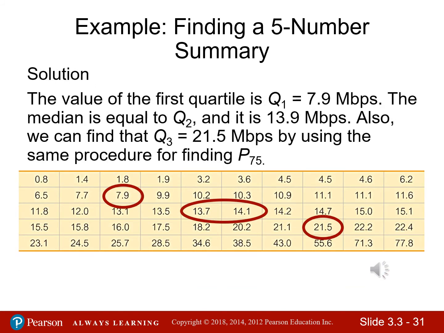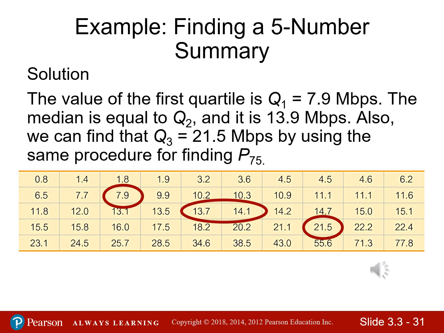We'll use our locator equation to find each of the quartiles. First, we'll let L equal 25 over 100 multiplied by 50. That gives us 12.5. We round that up to 13. So at the 13th position, we'll find our first quartile of 7.9.